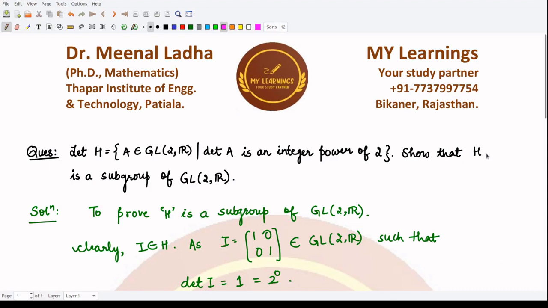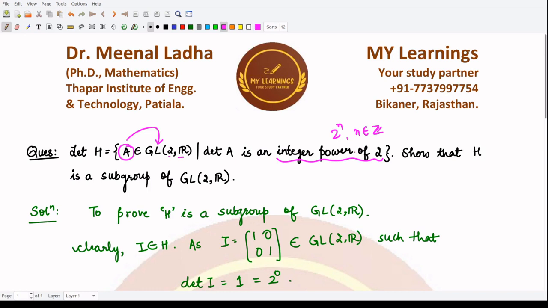In this video, we'll be solving this question which states that H is a set which consists of all the matrices taken from the general linear group, having matrices of order 2 cross 2 whose entries are taken from the set of real numbers, such that the determinant of matrix A should be an integer power of 2. It could be written like this, 2 raised to power n, where n is an integer.